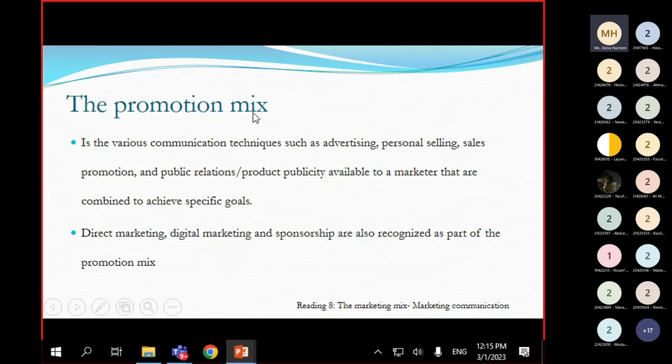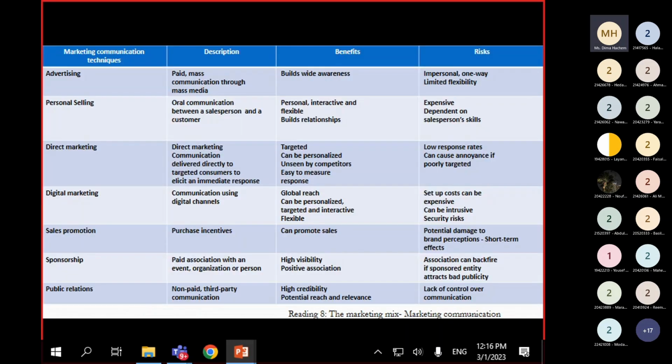Please don't confuse between promotion mix and marketing mix. These are 2 different things, right? Marketing mix has the 4 P's. One of the 4 P's is promotion, and then under promotion, we have the promotion mix elements. So here we have the promotion mix elements, all of them, and we will start with them one by one. So your classmate here said advertising.